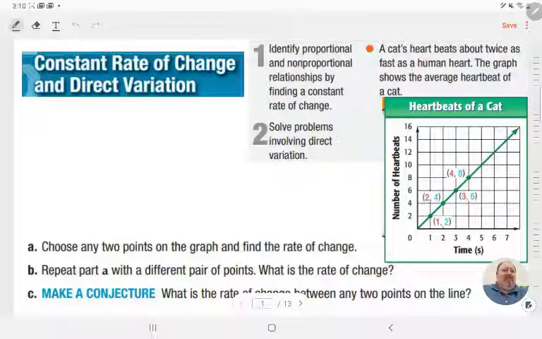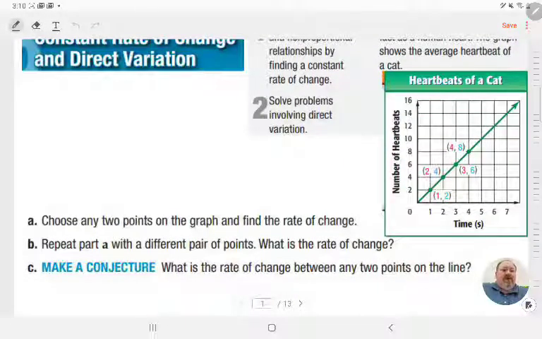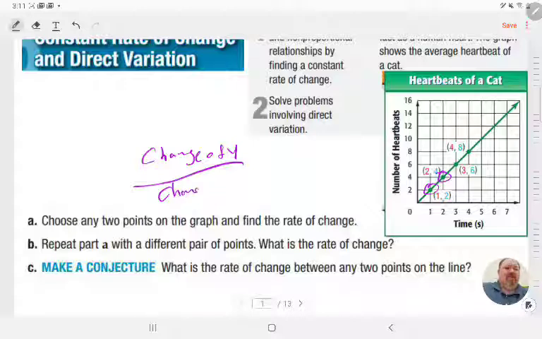The graph shows the average heartbeat of a cat. So we are to choose 2 points on the graph and find the rate of change. Well, we could find these first 2 points. And remember, it's the change of y over the change of x. So that would be 4 minus 2 over 2 minus 1, which would give us 2. So we have 2 heartbeats per second.